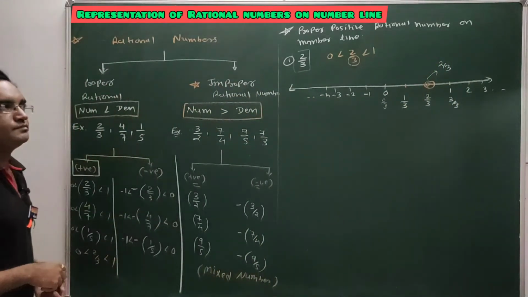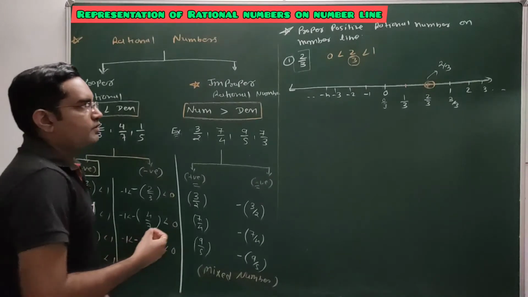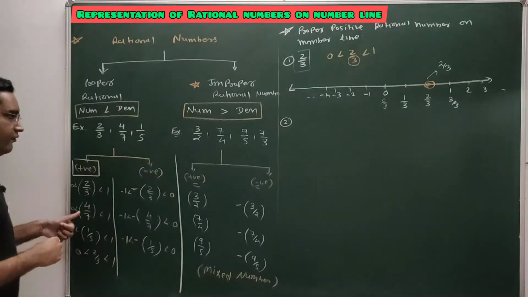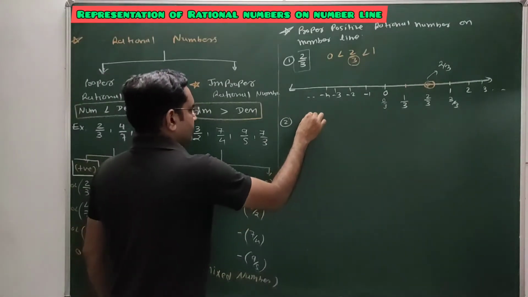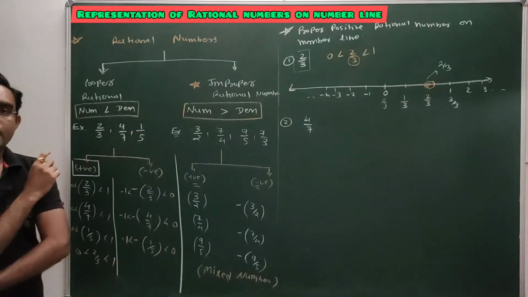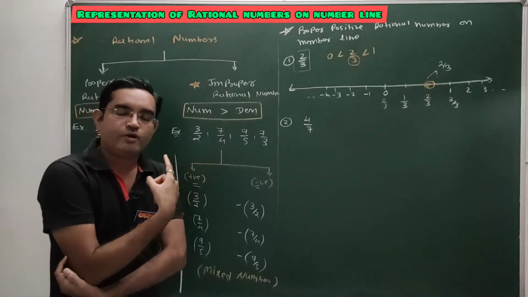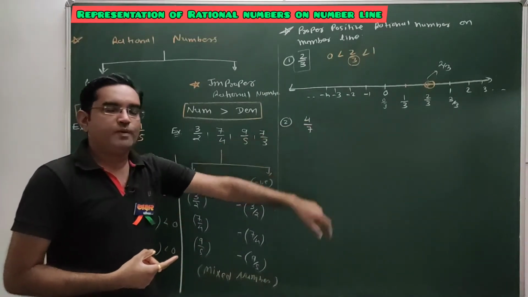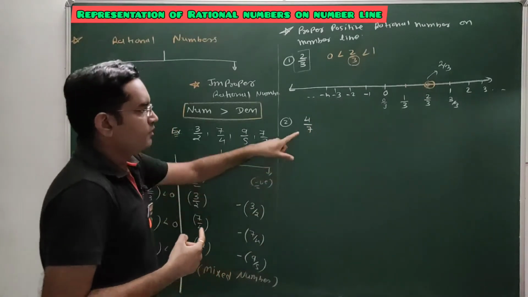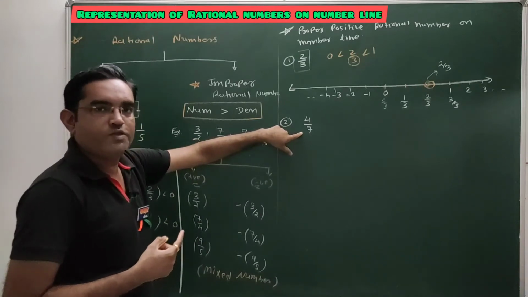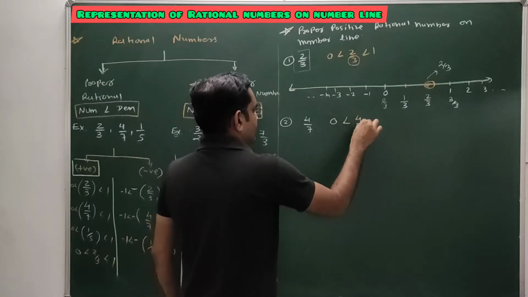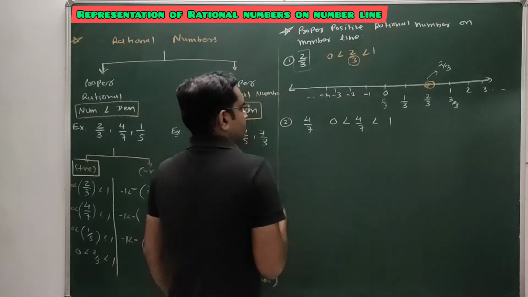Done, clear. If there are still some doubts, let's try one more sum. Represent 4/7 on the number line. So first we have to check whether the number is positive or negative. Positive. Then you have to check whether it is proper or improper. Numerator is less than denominator, so it's a proper positive rational number. And a proper positive rational number always lies between which two numbers? 0 and 1. So this will be 0 less than 4/7 less than 1.